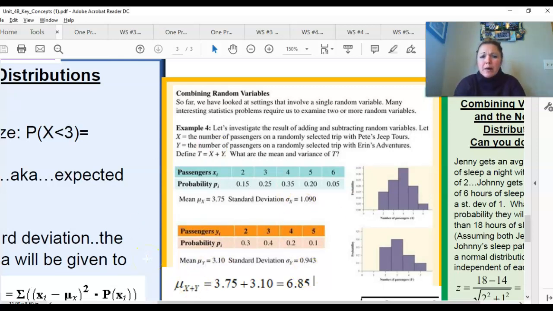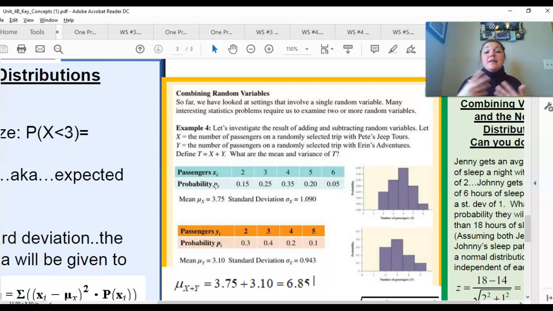I'll just quickly read through it. It says, let's investigate the result of adding and subtracting random variables. Let X equal the number of passengers on a randomly selected trip with Pete's Jeep Tours. Let Y equal the passengers of a randomly selected trip with Aaron's Adventures. Define X plus Y. What are the mean and the variance? They already gave us the expected number of passengers in the long run. So if you're interpreting, you're saying in the long run on Pete's Jeep Tours, we would expect an average of about 3.75 passengers on his tour.